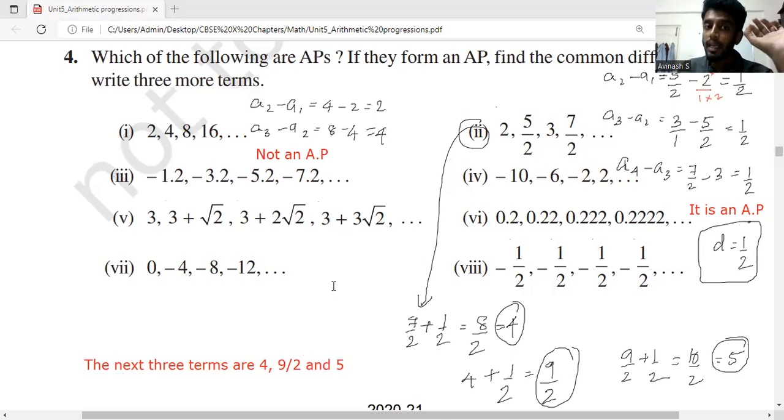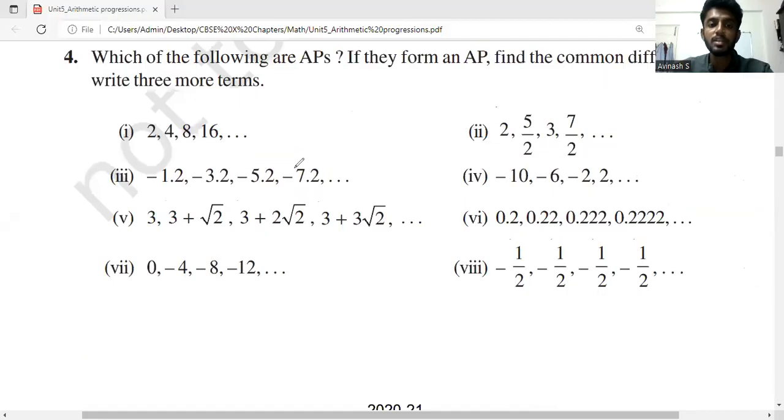Since the second subdivision is an AP, we find the next 3 terms by adding half, because half is the common difference. For 7 by 2, we add half, we get 4. Again to 4, we add half, we get 9 by 2. Again, we add half, we get 5. This is how we find the other terms.